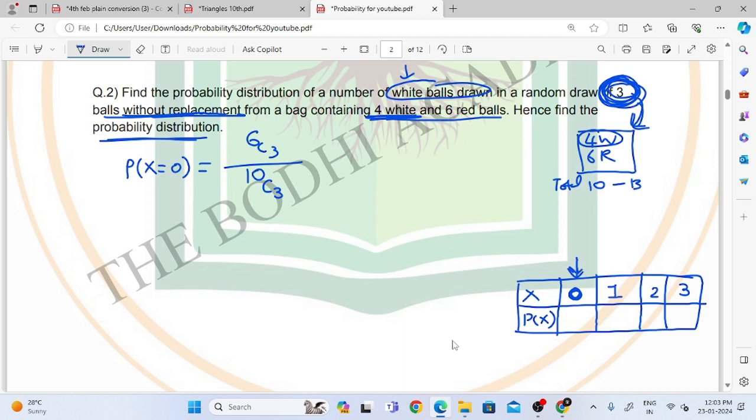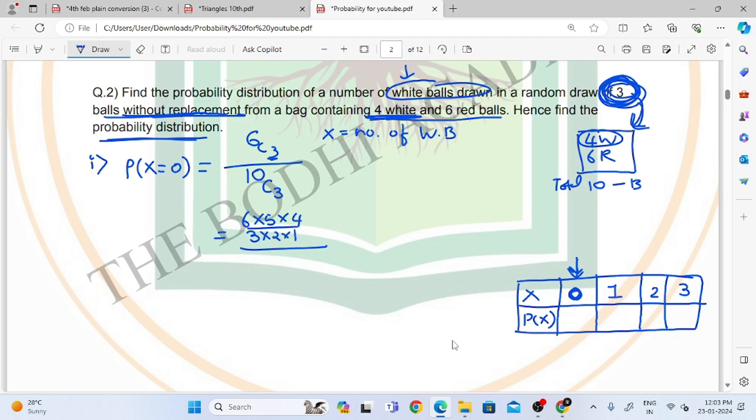Let's write down: x represents the number of white balls. So in the first case x is 0, that means no white balls, all 3 balls we have taken out from the bag are red, that means 6C3, as total 6 red are there. Out of 6 we have taken 3 and total 10 are there, so 10C3. How to solve 6C3? Just remember, 6C3 means 6 into 5 into 4, starting from the number and going 3 digits backward since there is 3, divided by 3 into 2 into 1.